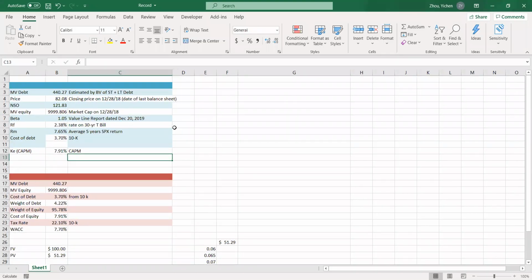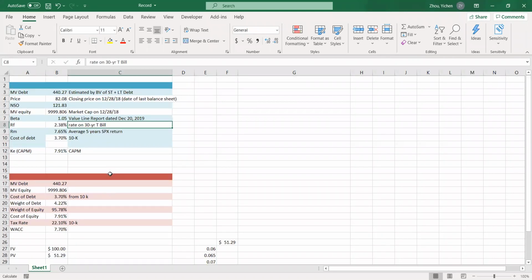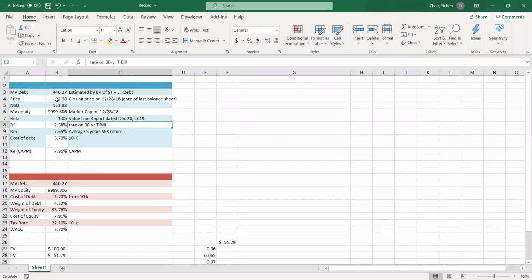Okay, so I'm going to show you guys how to compute the WACC and how to do the sensitivity analysis based on different WACC. So in order to compute WACC, first we need to find all those inputs from different sources. The first input we need is the market value of debt.